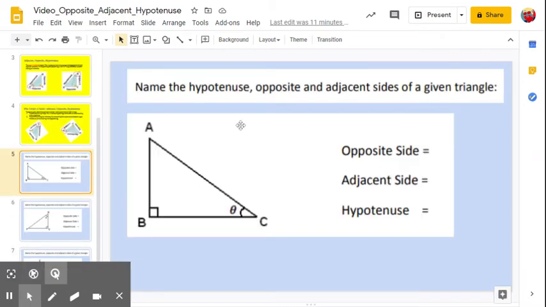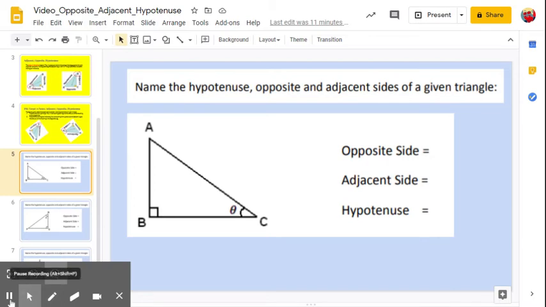So let's try a few here. And if you make mistakes, that's okay. It's part of the learning process. You're going to get immediate feedback in this video as you're going through the process. So I'm hoping by the end of the video, you could tell me with very high accuracy rate what is the hypotenuse, what's the opposite side, and what is the adjacent side.